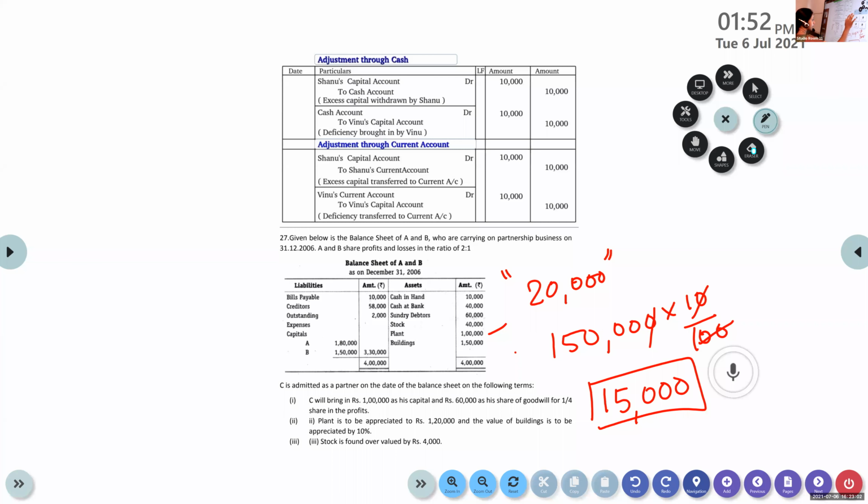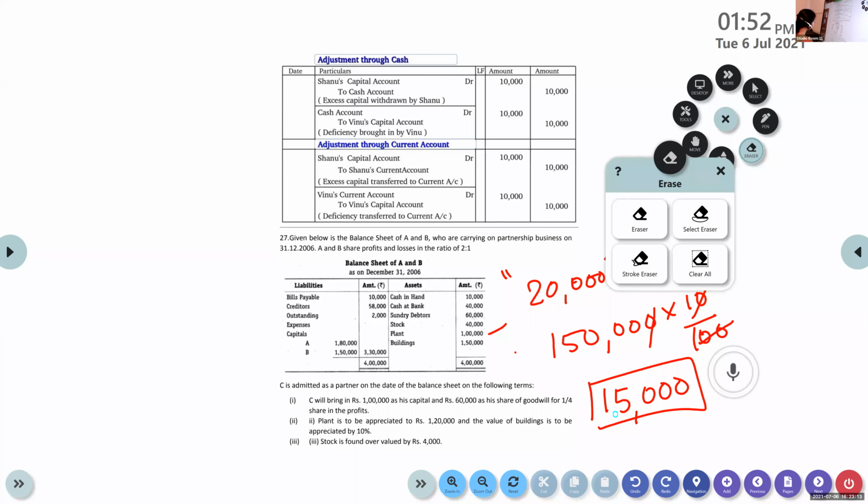Now, stock is found overvalued by 4,000. What does that mean? The stock amount is 40,000, and it is said that the stock is found overvalued by 4,000. 4,000 is more in the old balance sheet, so we should reduce 4,000.